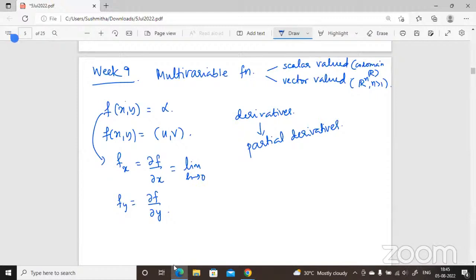But anyway, let me just write down the definition for fx. This is change with respect to x alone. There is a change only in the x coordinate. The y coordinate remains a constant. This is the limit formula, the definition for the partial derivative. Similarly, with respect to y, there will be a change in the y coordinate alone. The x coordinate will remain a constant.